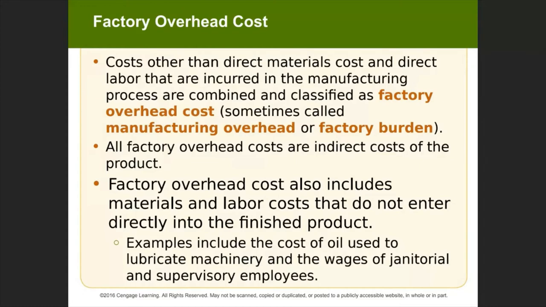Costs other than direct materials cost and direct labor that are incurred in the manufacturing process are combined and classified as factory overhead cost. Sometimes we also see this listed as manufacturing overhead or factory burden. All factory overhead costs are indirect costs of the product. And factory overhead cost also includes materials and labor costs that do not enter directly into the finished product. Some examples include the cost of oil used to lubricate machinery and the wages of janitorial and supervisory employees.